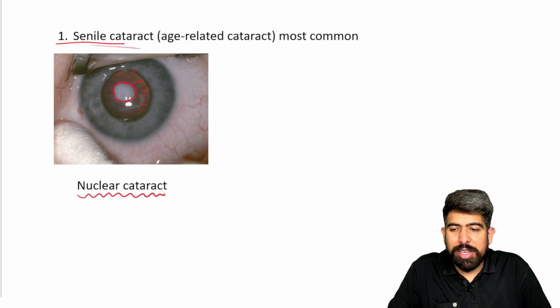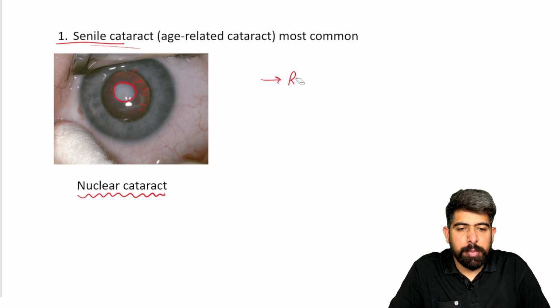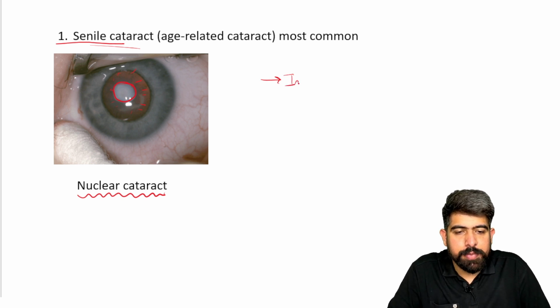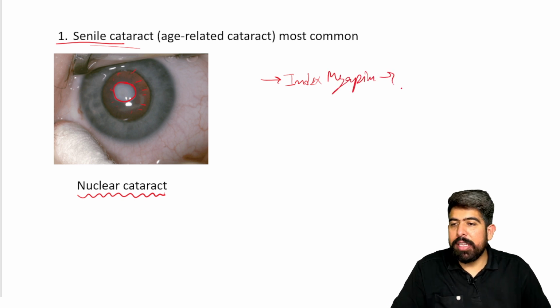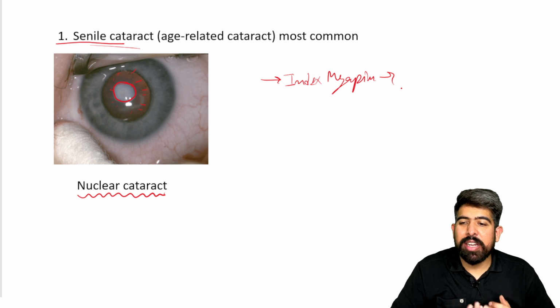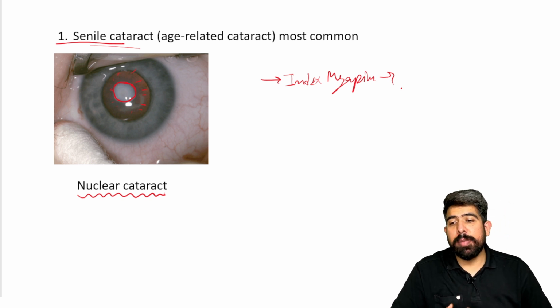What are the main features? First of all, you have to see the index myopia. In the nuclear cataract, the patient is having index myopia. What is happening in index myopia? As I told you, there is a refractive index, so this index will change.